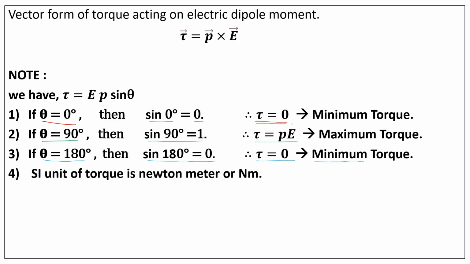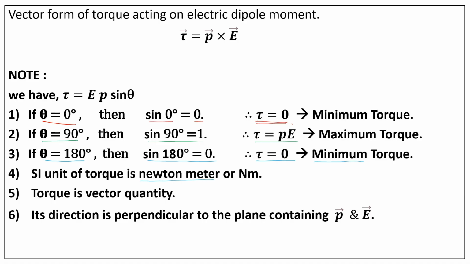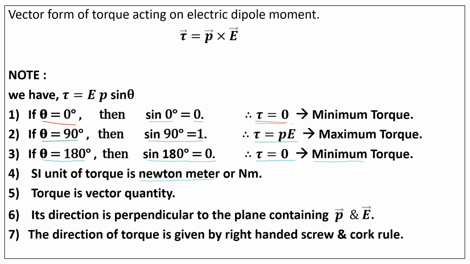4. SI unit of torque is Newton meter or Nm. 5. Torque is vector quantity. 6. Its direction is perpendicular to the plane containing P and E. 7. The direction of torque is given by right-handed screw rule.